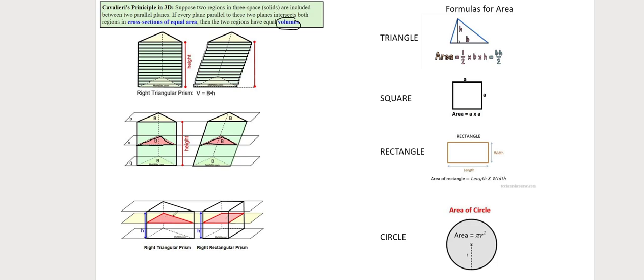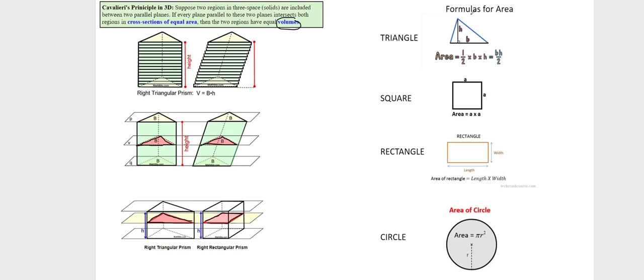If you look at these two shapes, you have a triangular prism and a rectangular prism. But if you look at the shaded region, this triangle and this rectangle, they have the same area. And because they have the same area and they are in the same plane, that means their volumes are also equal to each other. And that's basically what Cavalieri's principle in 3D is all about.